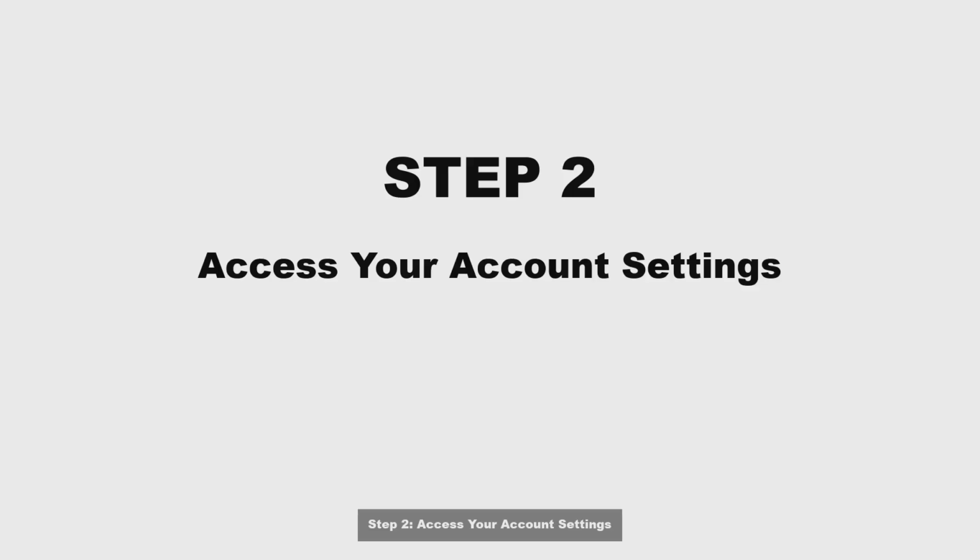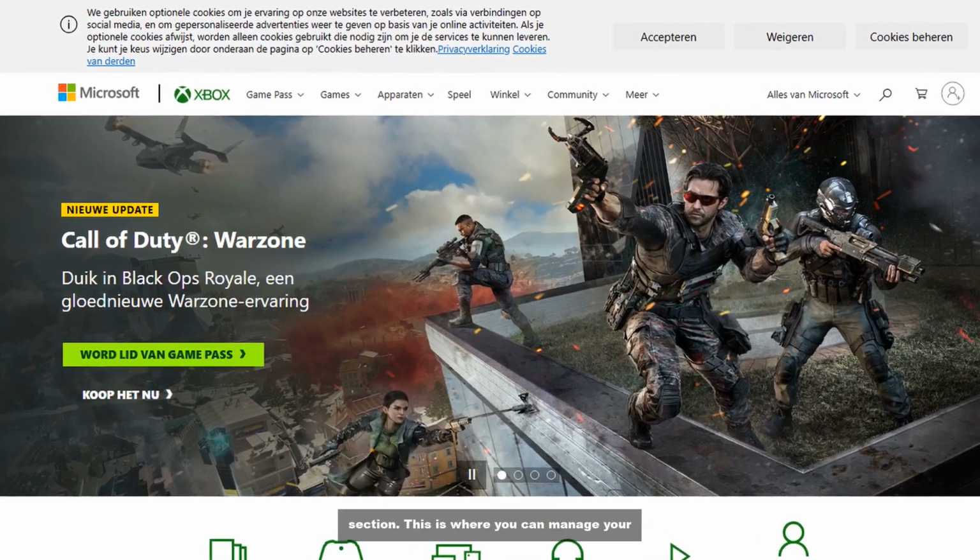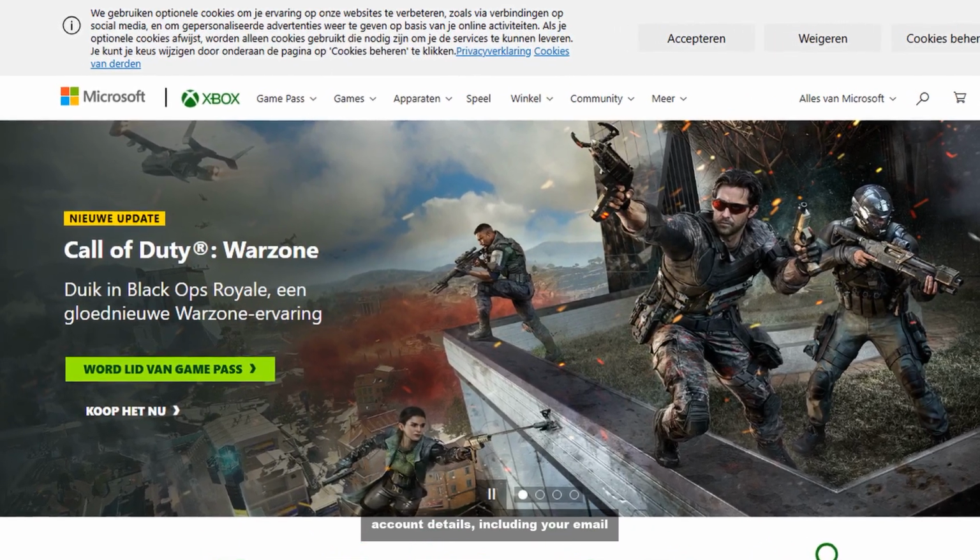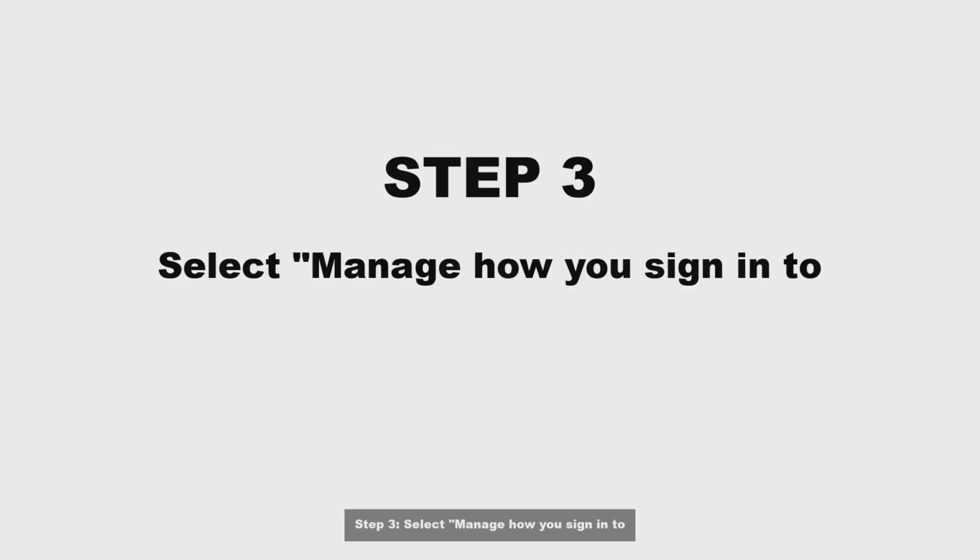Step 2. Access your account settings. Once signed in, navigate to the Your Info section. This is where you can manage your account details, including your email address. Step 3. Select Manage how you sign into Microsoft.